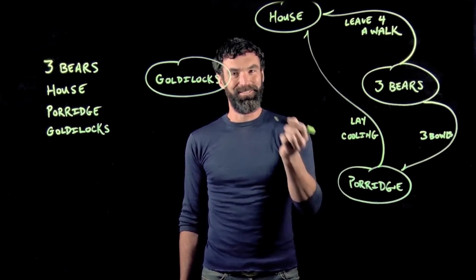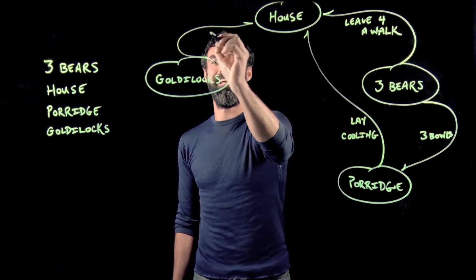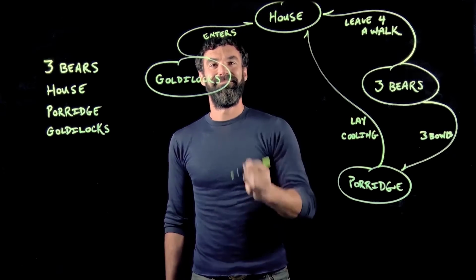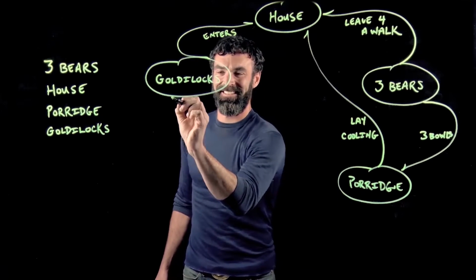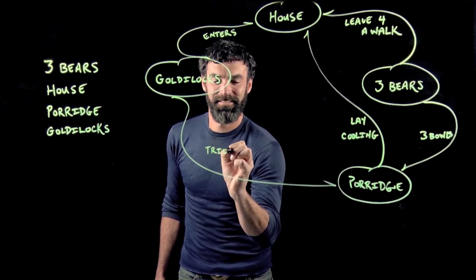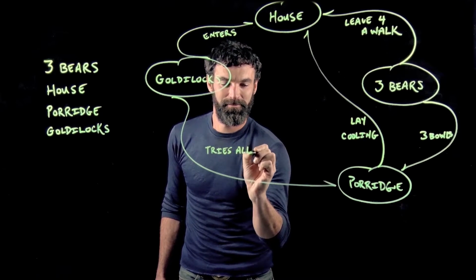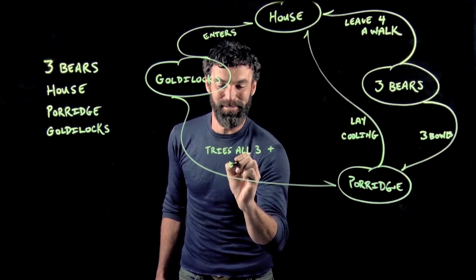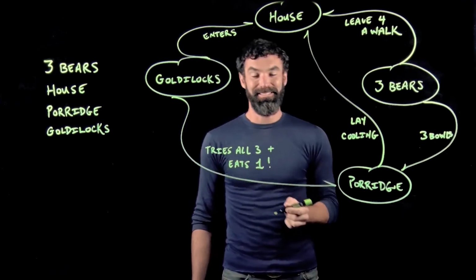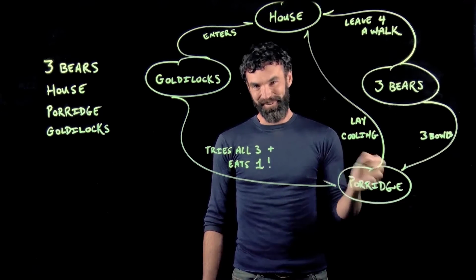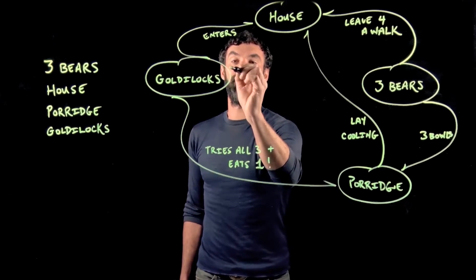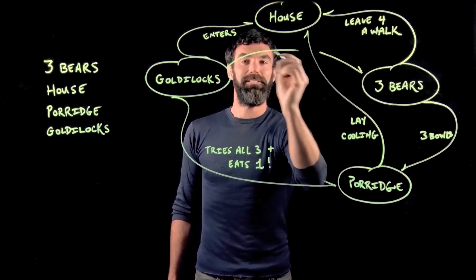And of course, this is when Goldilocks enters, breaks and enters. And of course, what does she do? She tries all three bowls and eats the baby's. Not to mention that she tries all their chairs, breaks the baby's, and tries all of their beds before sleeping in the baby's. All in a house of bears she's never met.